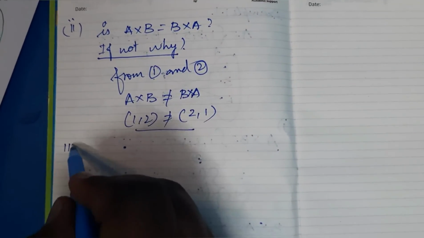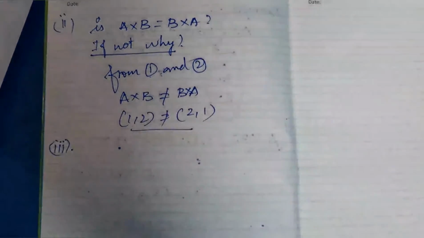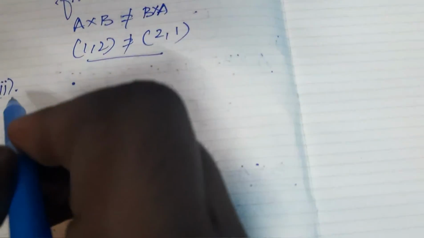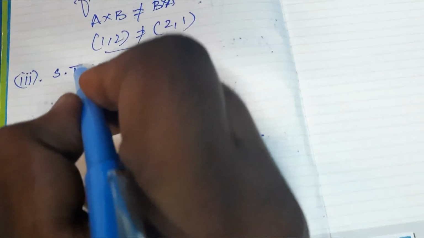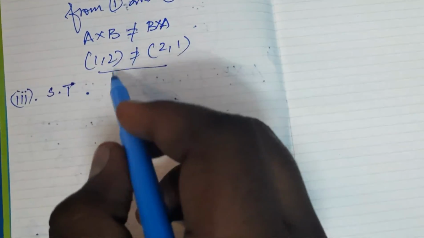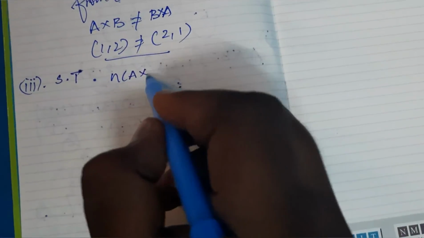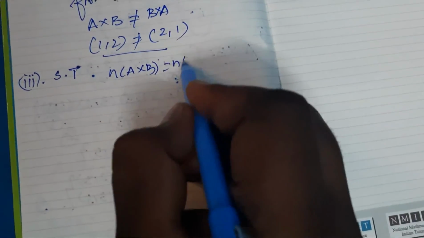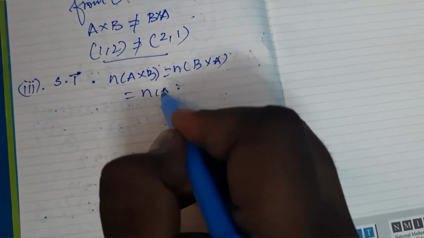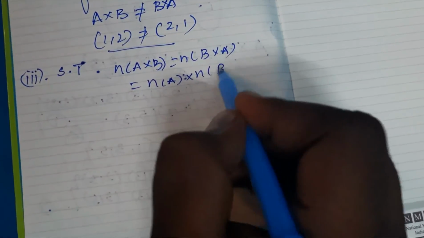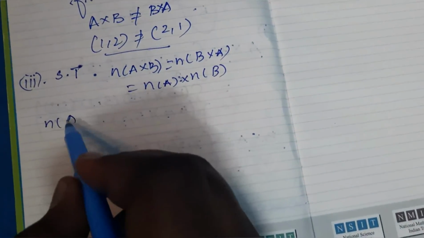And next, the third subdivision. What they asked, we see. The third subdivision is nothing but: show that n of A cross B is equal to n of B cross A is equal to n of A into n of B. First we see n of A cross B.